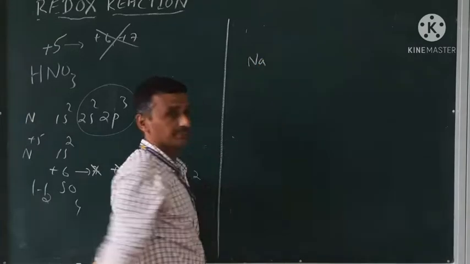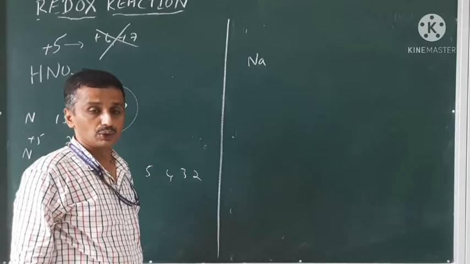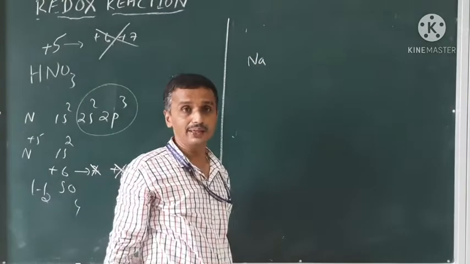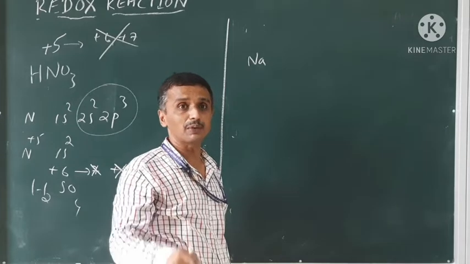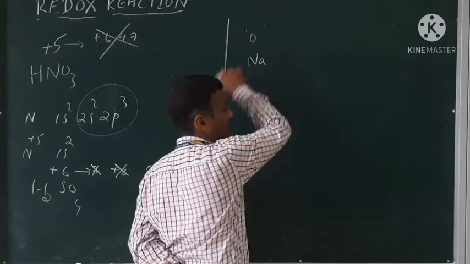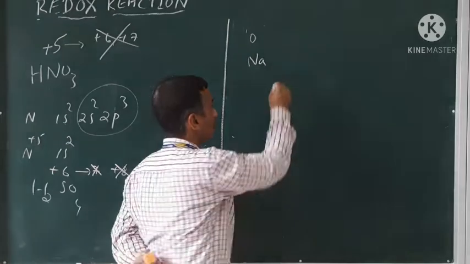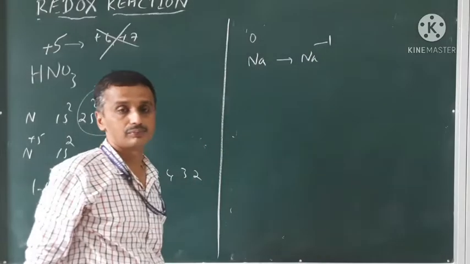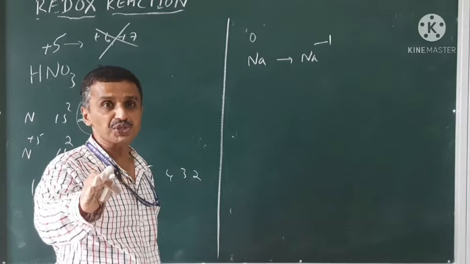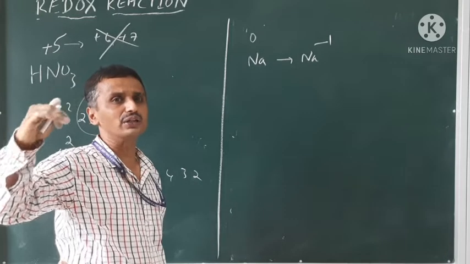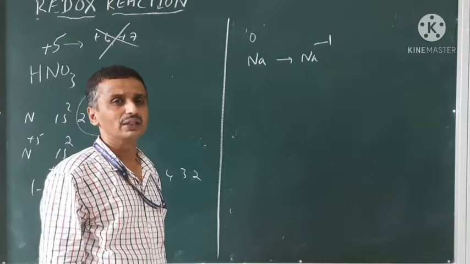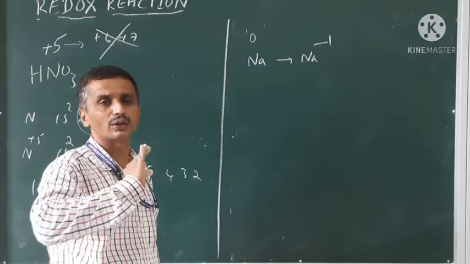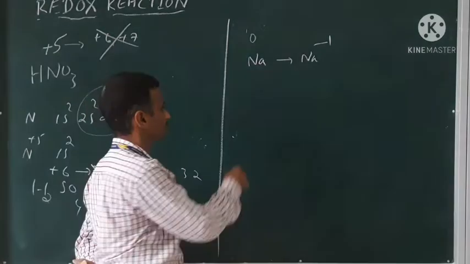Sodium. Sodium cannot act as an oxidizing agent. Why? It has only reducing agent property, because sodium is already in the 0 state. It cannot go into Na-1, etc. So, if a species cannot reduce its oxidation number further, it acts as only a reducing agent, not an oxidizing agent.